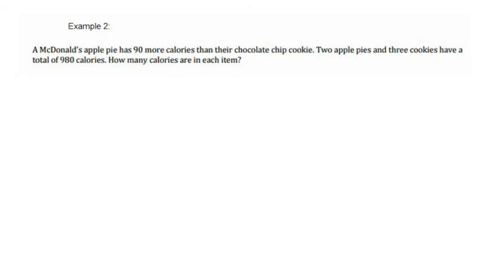Okay, example 2. A McDonald's apple pie has 90 more calories than their chocolate chip cookie. 2 apple pies and 3 cookies have a total of 980 calories. How many calories are in each item? Okay, let's go through and look for important information. Okay, I've got an apple pie having 90 more calories than their chocolate chip cookie. And 2 apple pies and 3 cookies have a total of 980 calories. Okay, how many calories are in each item?